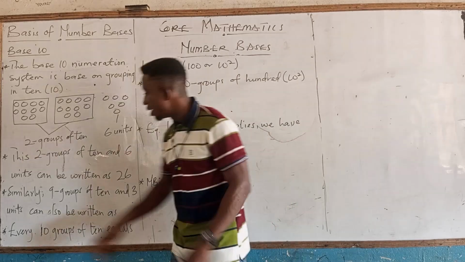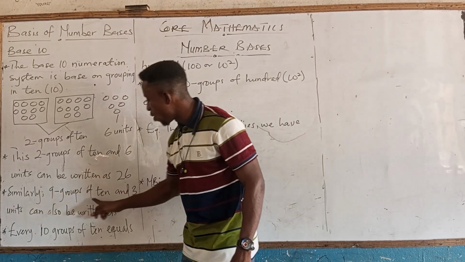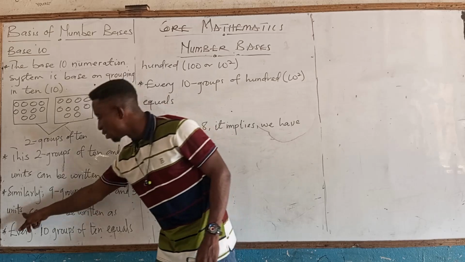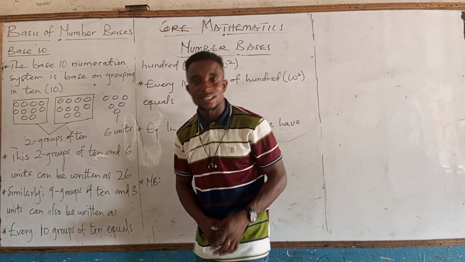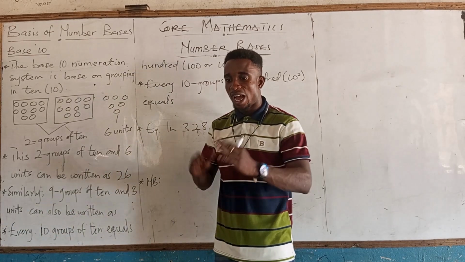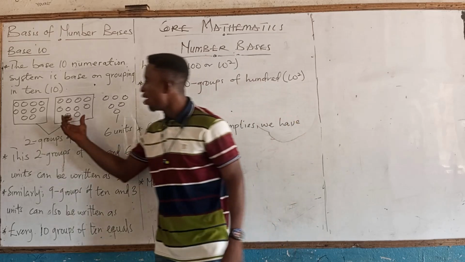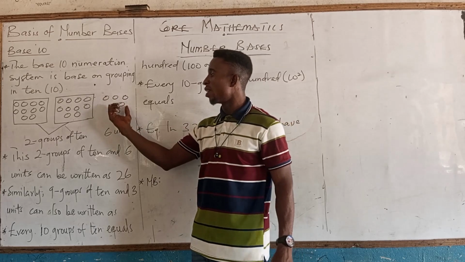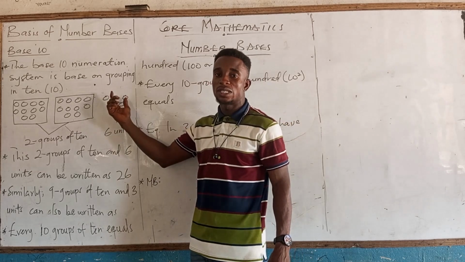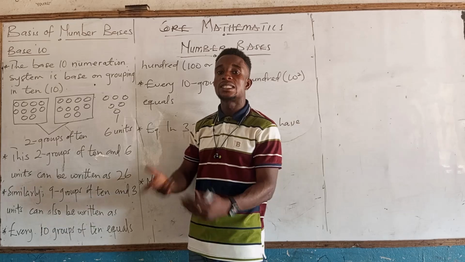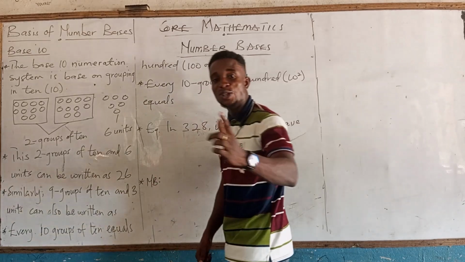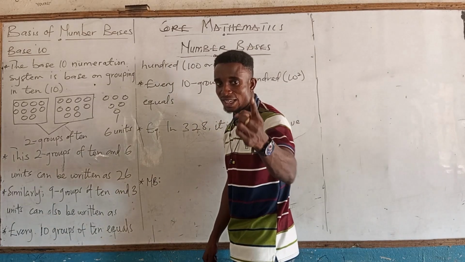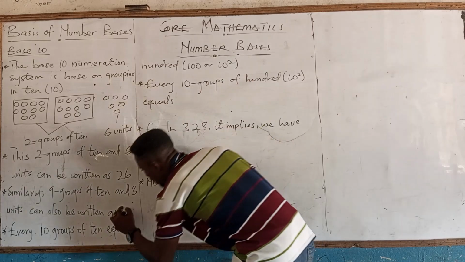Then let's proceed. Similarly, 9 groups of 10 and 3 units can also be written as, and I think you can write that for me. We are having 9 groups of 10, meaning 10, 10, 10, 10, 10, 10, 9. Then we have 3. That one is not up to 6, it's only 3. So in base 10, how do we write it? And that one too, I think you're able to write that, and that is correct. 93.